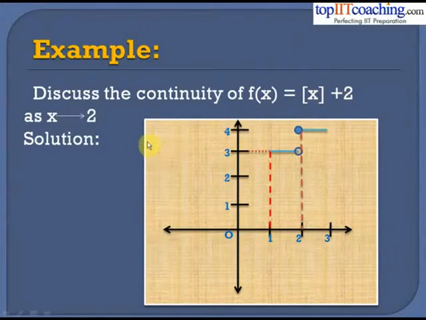Now if x is just less than 2, or we try to see the left hand limit, then the value of the greatest integer function of x would be equal to 1, and so f of x is equal to 3. So when x lies between 1 and 2, the value of f of x would be 3, and when x is slightly greater than 2, the value of the greatest integer function of x would be equal to 2, and hence f of x is equal to 4. So for the values of x which lie between 2 and 3, the value of f of x would be equal to 4. Therefore we see that the left hand limit is equal to 3 and the right hand limit is equal to 4. Therefore the left hand limit is not equal to the right hand limit, and so the limit does not exist, and hence we can say that f of x is discontinuous at the point x equal to 2.